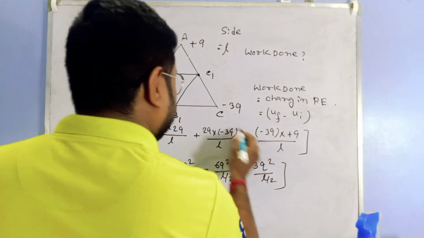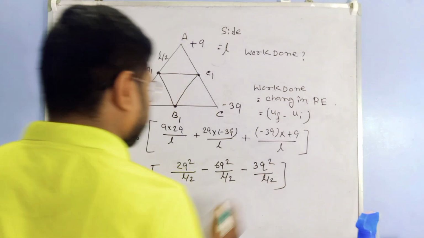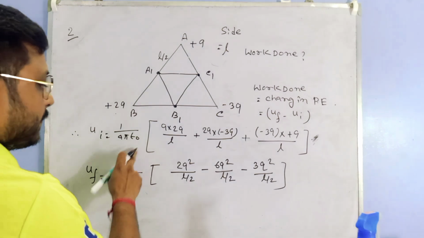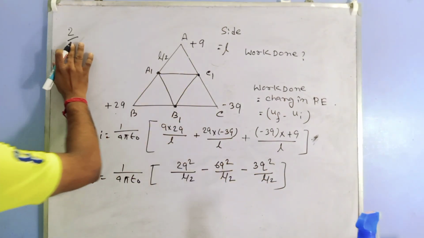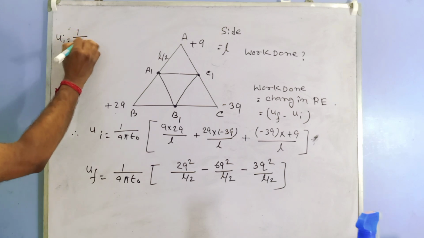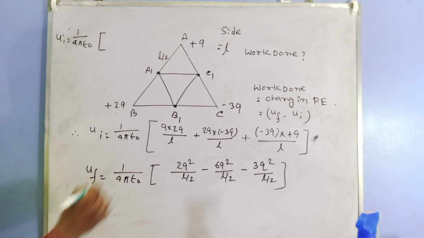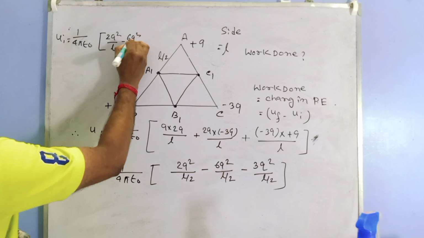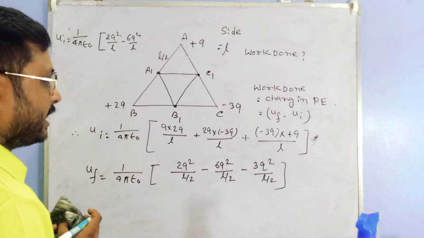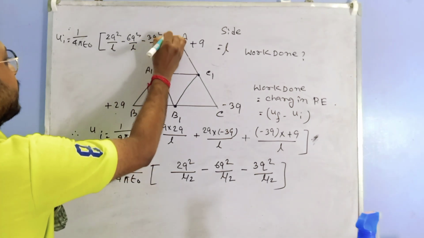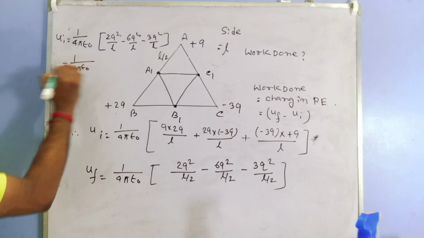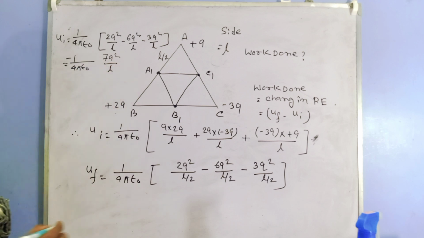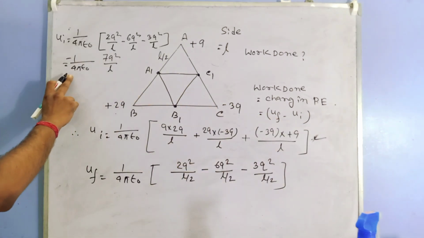So if we find this value, UI we can get as 1 by 4 pi epsilon naught into 2q square by L minus 6q square by L minus 3q square by L. So we get 1 by 4 pi epsilon naught, 2q square minus 6 minus 3, minus 7, that is minus 1 by 4 pi epsilon 0, 7q square by L.